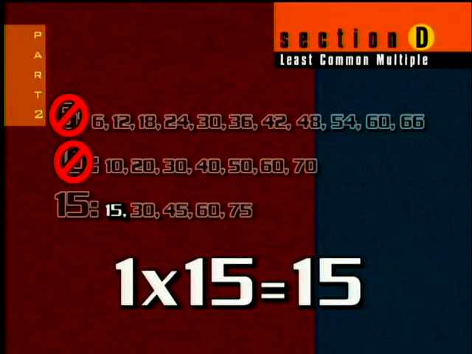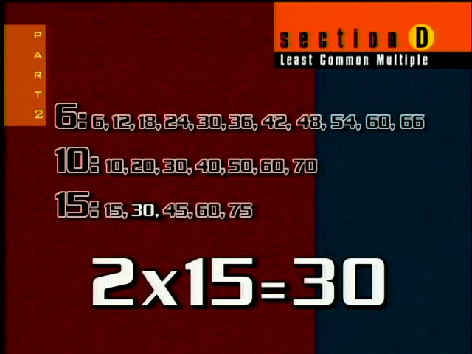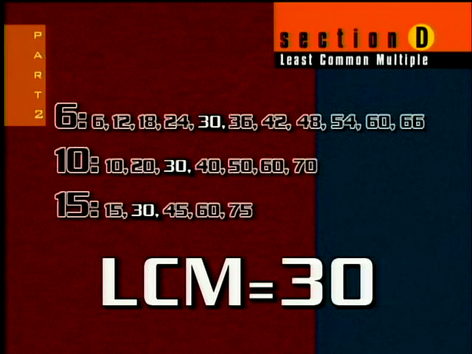15 is not a multiple of 6 and 10, so next try 2 times 15, or 30. 30 is a multiple of both 6 and 10, as well as 15, so our number is 30.